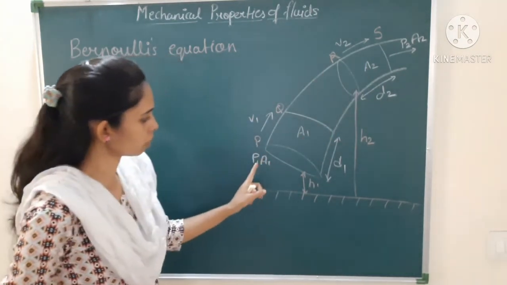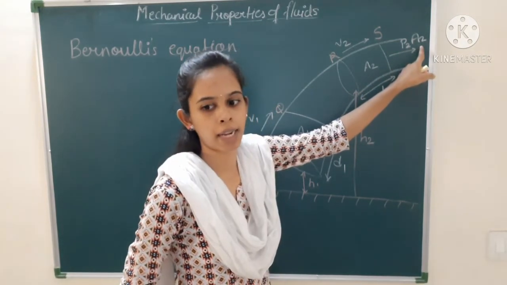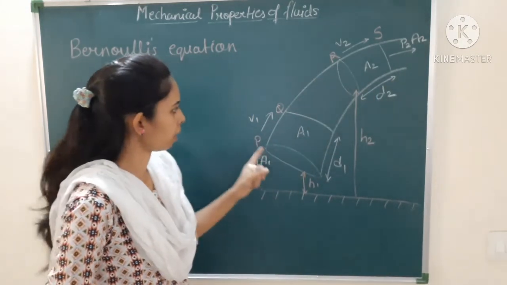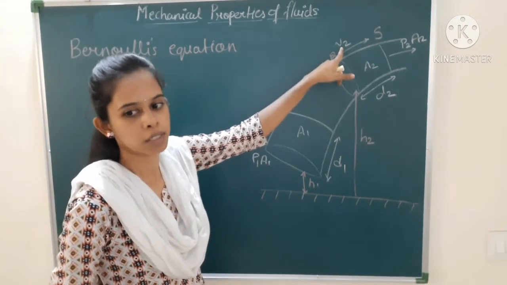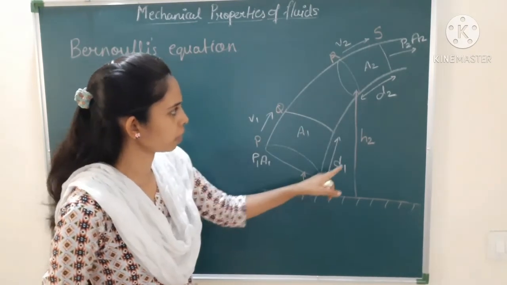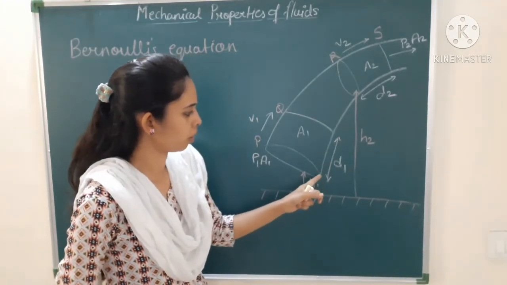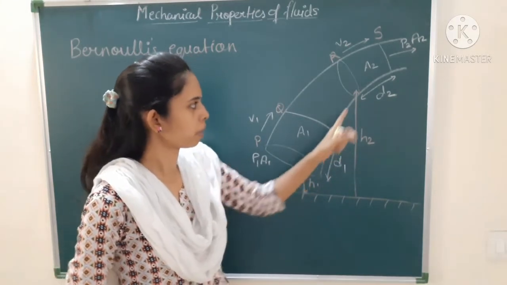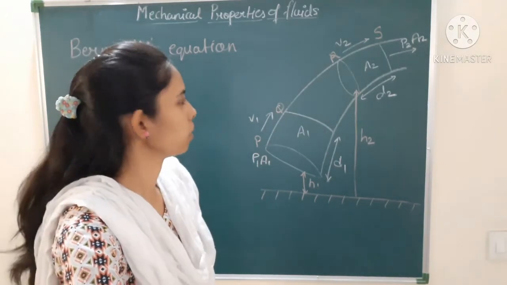So P1 and A1, P2 and A2 are the forces acting in the equation of continuity. Okay, then V1 and V2 is nothing but the velocity, or you can say the speed of the fluid flowing in this tube. Then D1 and D2 is nothing but the distance traveled by the fluid in these sections. So this is the lower part and this is the upper part.